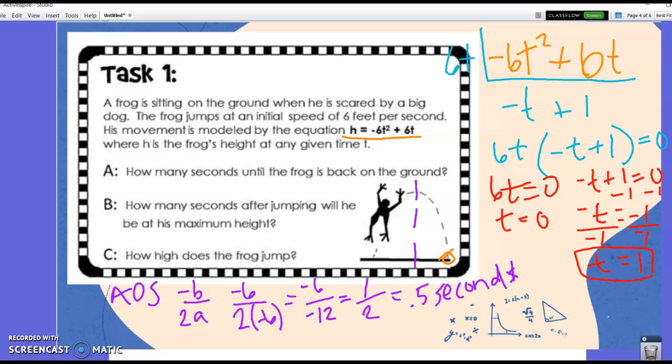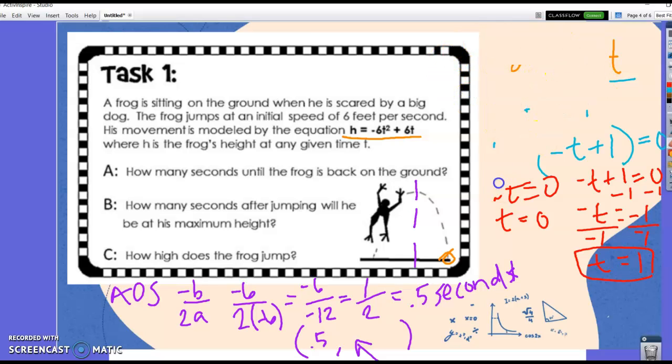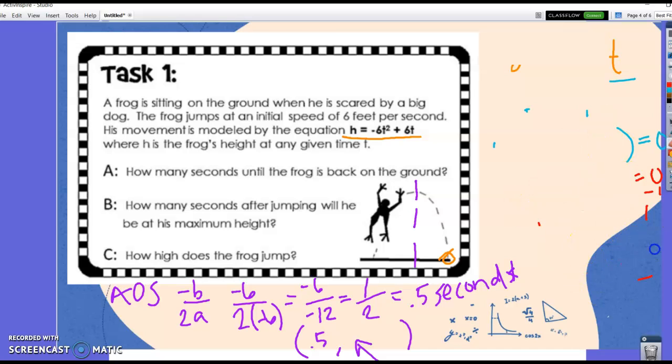Then it asks, how high does he jump? So what is his highest height? Well, the axis of symmetry gives us our X value of our vertex. Now they're asking, what is that Y value? Okay, so I'm actually going to have to give myself some space over here. I'm going to get this out of the way so I have a little more room. And I'm going to solve for the Y value of that vertex.